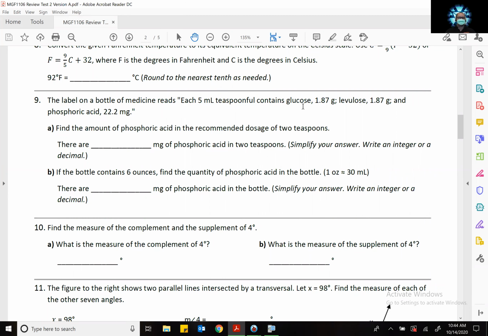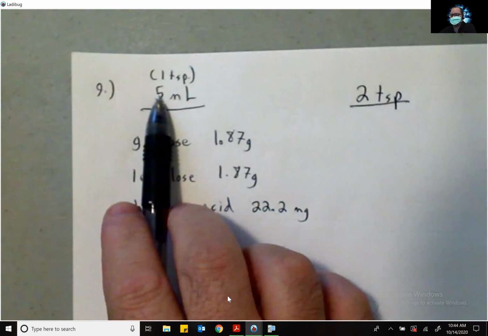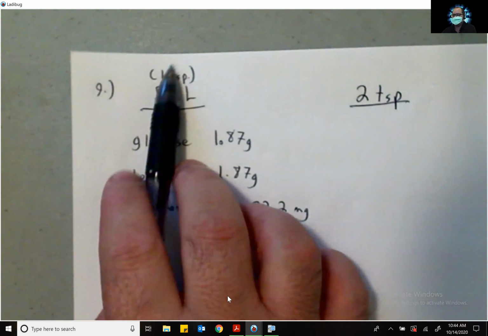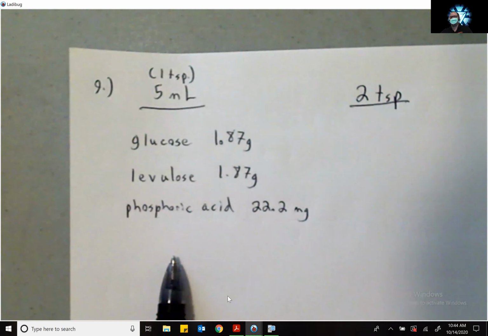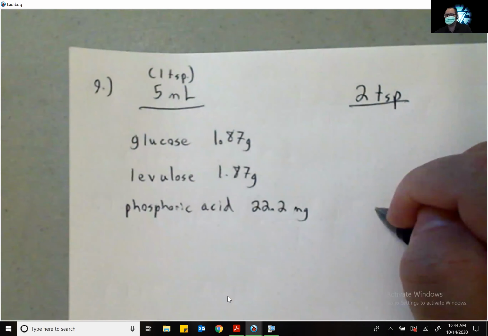So we read the side of the bottle, and that's what we know about some of the ingredients in it. Part A says, find the amount of phosphoric acid in the recommended dosage of 2 teaspoons. I think what you're supposed to do is convert the ones that aren't milligrams to milligrams. Hold on. All right. So right now we know that in 5 milliliters, which is a teaspoon, we've got this information. So we want to know about phosphoric acid. How much is in 2 teaspoons?